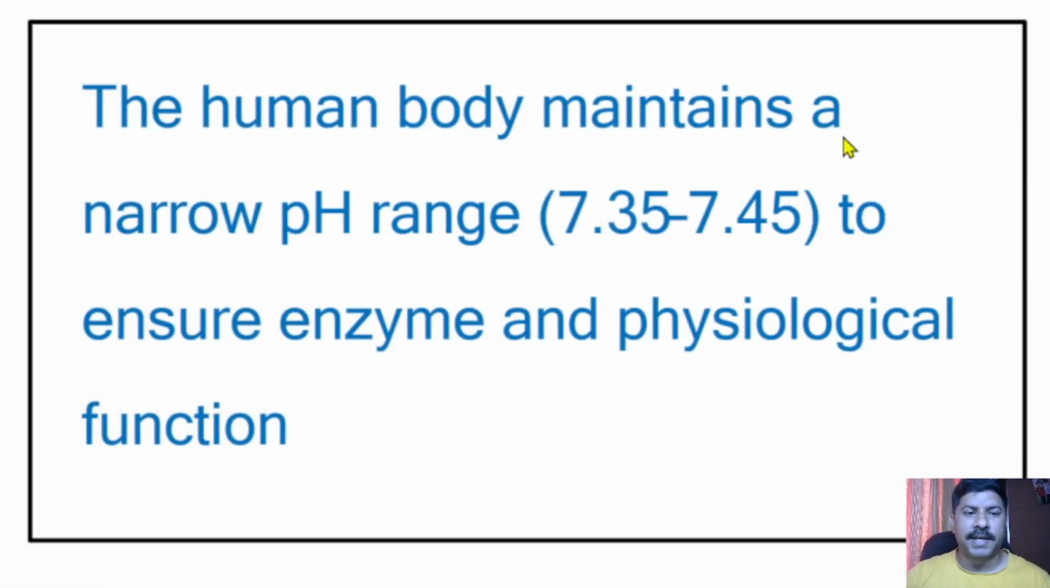The human body maintains a narrow pH range, that is 7.35 to 7.45, to ensure enzyme and physiological functions. If it is more or less than this normal range, there will be problems for the functioning of these enzymes and some physiological functions also.